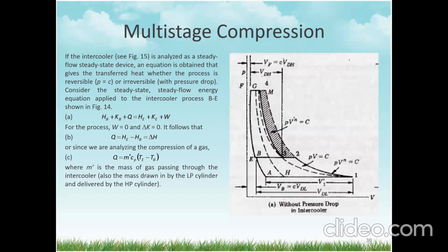So HB plus KB plus Q is equal to HE plus KE plus W. For the process, work W is equal to 0, delta K is equal to 0, so it follows that Q is equal to HE minus HB, which is delta H. Since we are analyzing the compression of gas, Q is equal to m prime Cp times (Te minus Tb), where m prime is the mass of gas passing through the intercooler, also the mass drawn in by the LP cylinder and delivered by the HP cylinder. Okay?